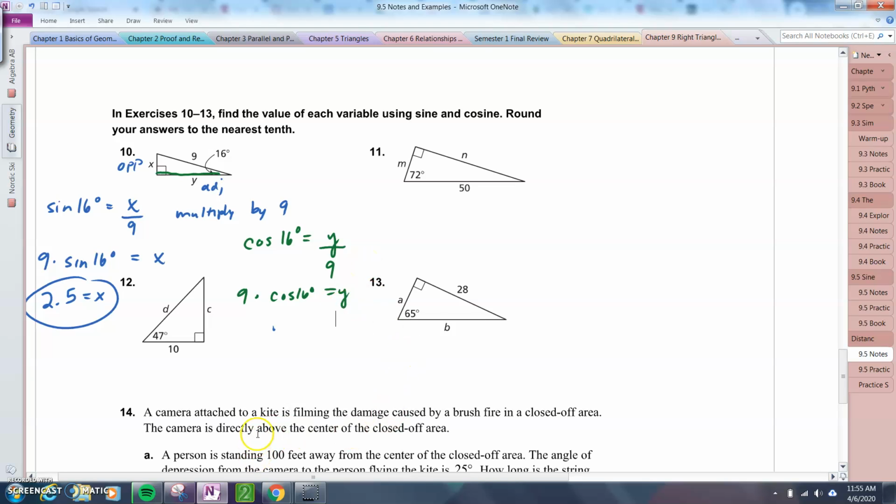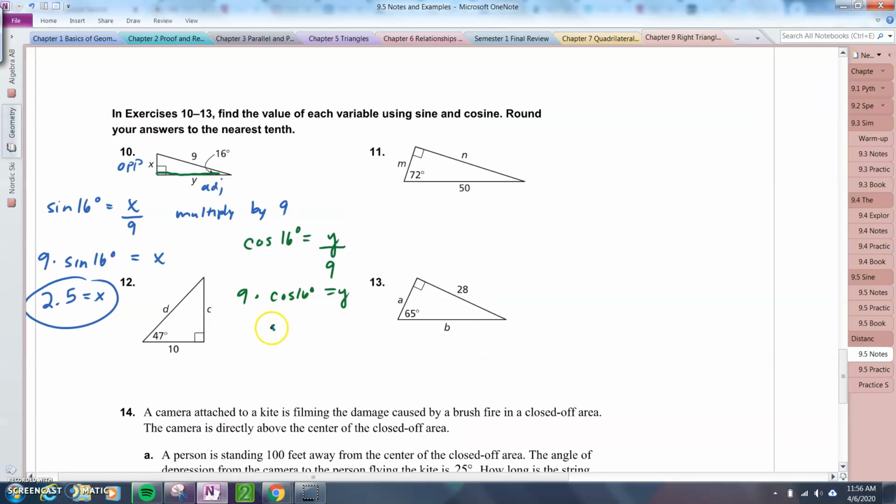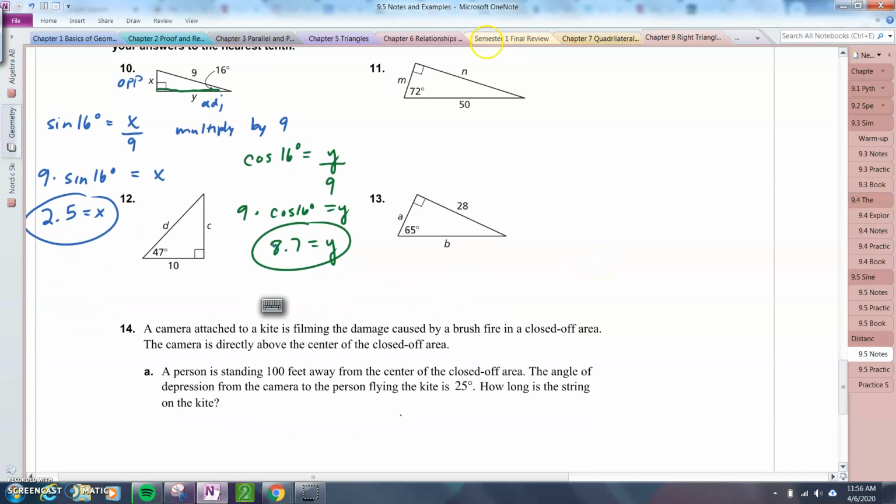Let's go back to my calculator here. So I'm going to do 9 times the cosine of that 16, and I'm going to get 8 point something. We're rounding to the nearest tenth, so that's 8.7. Let's jump back here, we get 8.7. Okay, so that is how you do it. That's how you do it for all these, 11, 12, and 13.